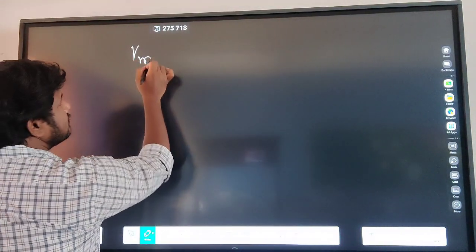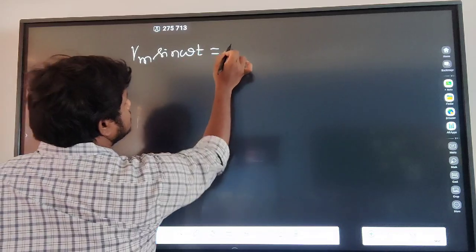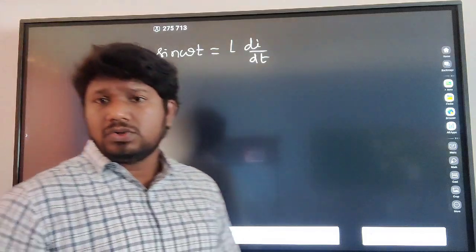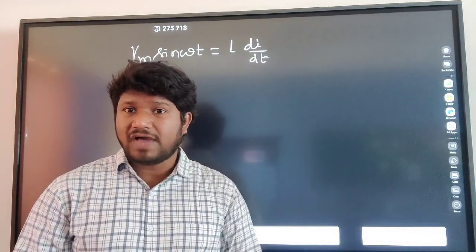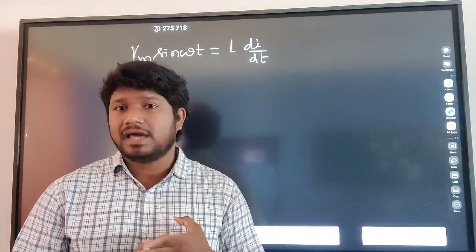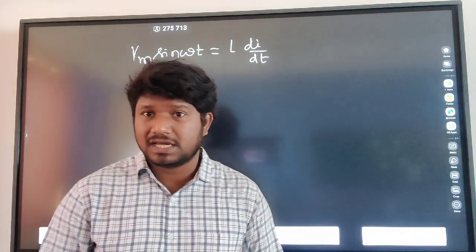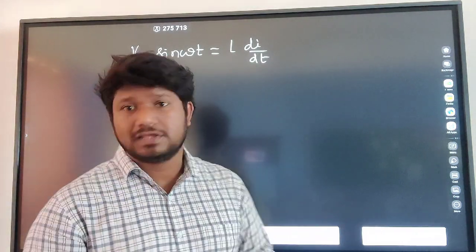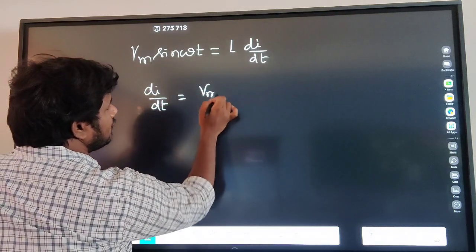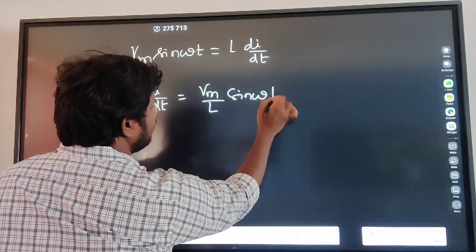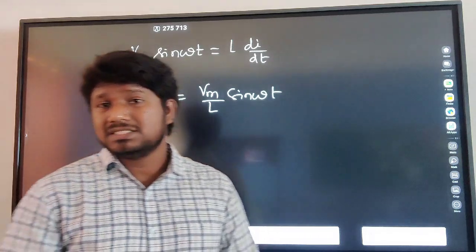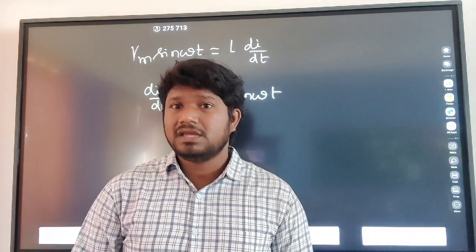The input supply is Vm sin omega t, which equals L di/dt. From this, I want to know what the current is. If I find the current, then only can I establish the relationship between voltage and current. What is the phase difference between voltage and current? That I can explain clearly. Okay. Now di/dt equals Vm/L sin omega t. Now I want to eliminate this differentiation. What is the opposite process of differentiation? That is integration.